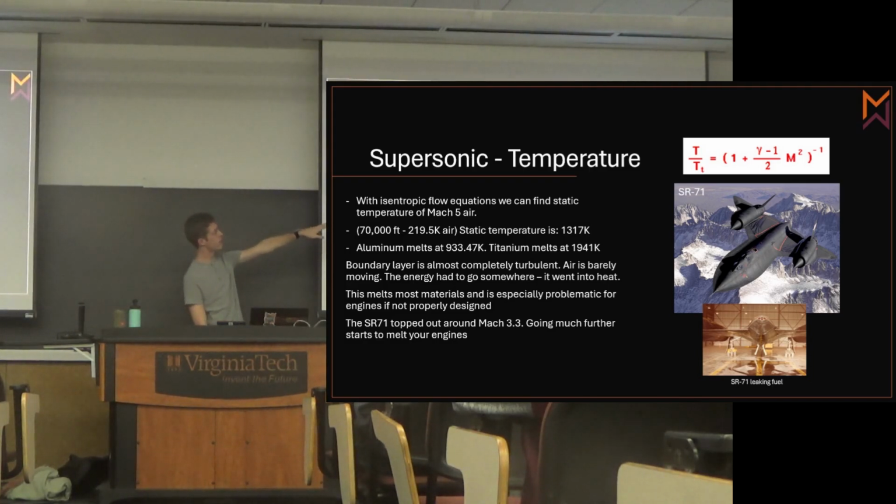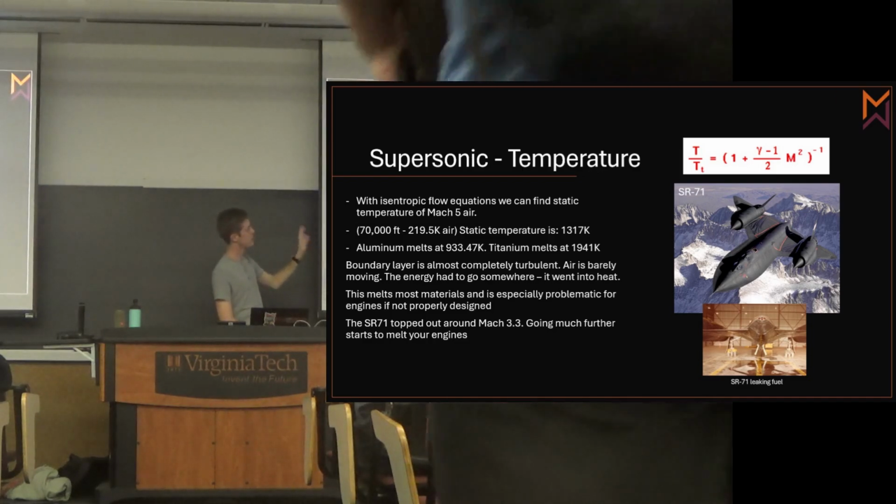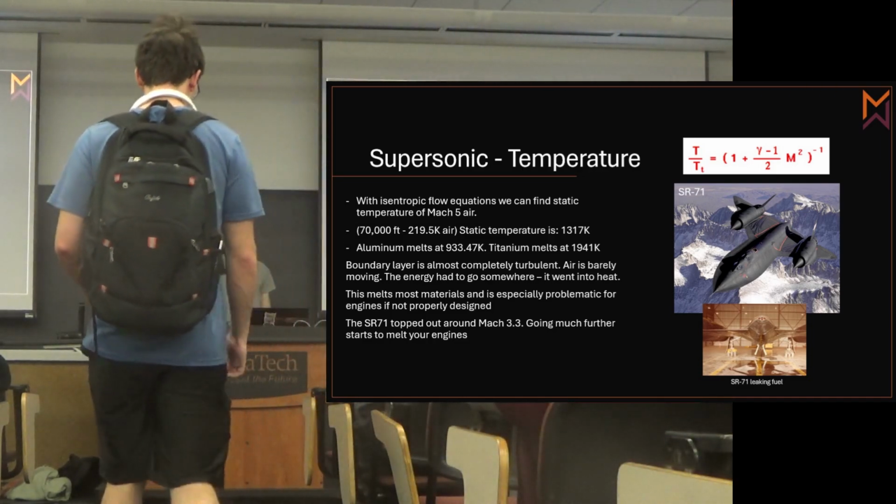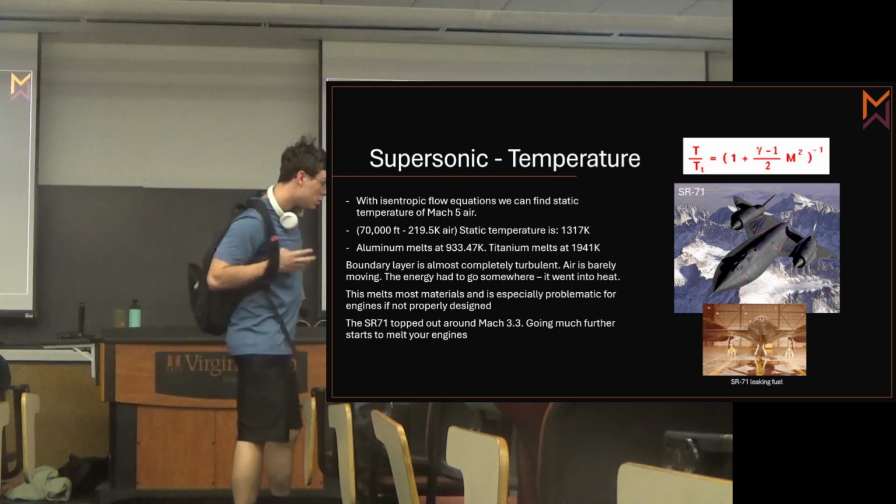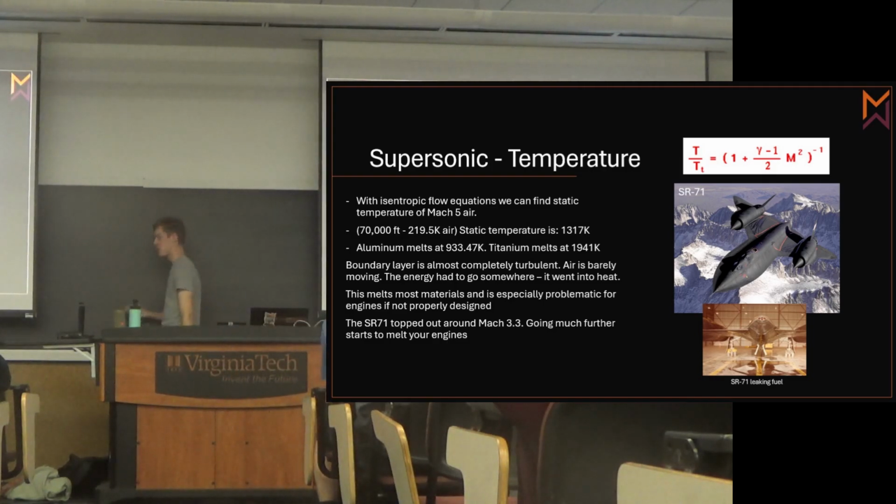So you can solve for TT pretty easily, actually. If I do that for Mach 5 air at 70,000 feet, I get a temperature of 1,317 Kelvin, which is hot. Why is that a problem? I'm not slowing my air down all the way, right? I don't want to do that. My engine is taking in air. Air should be flowing over the airfoils.